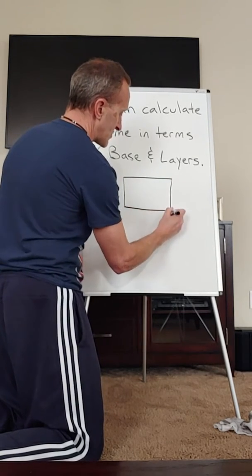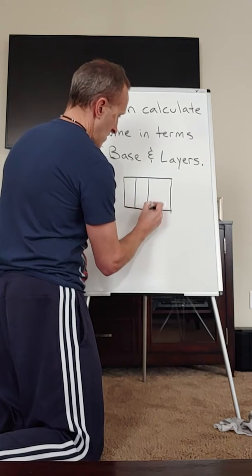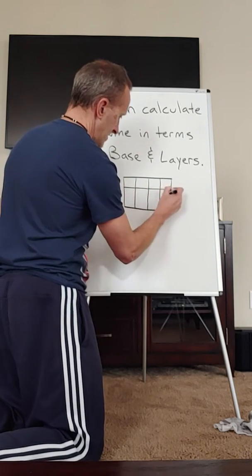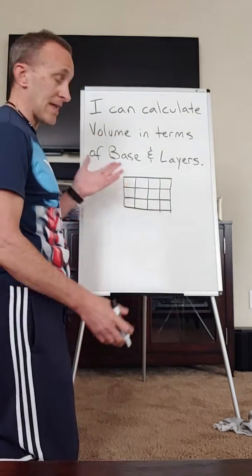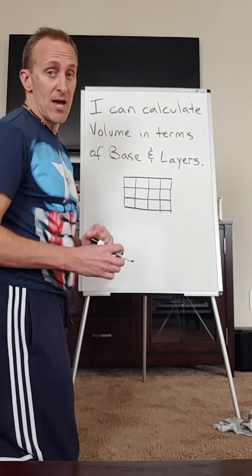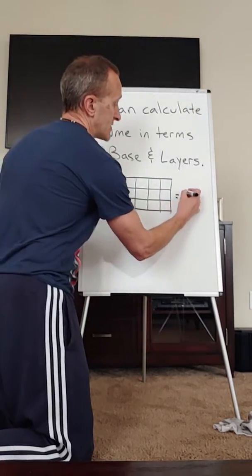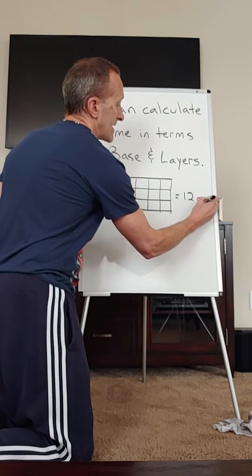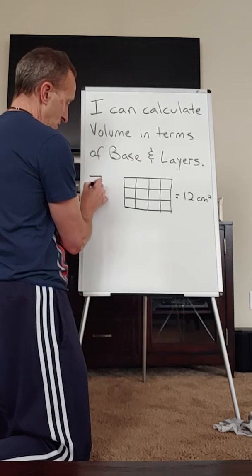Okay, here's a 2-dimensional base. Let's see, we'll go 4 across, 3 up and down, length and width, length times width. What is the area? 2 dimensions, area. Area is 12 centimeters squared, because these are squares.